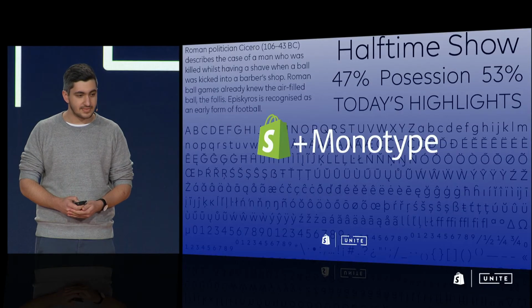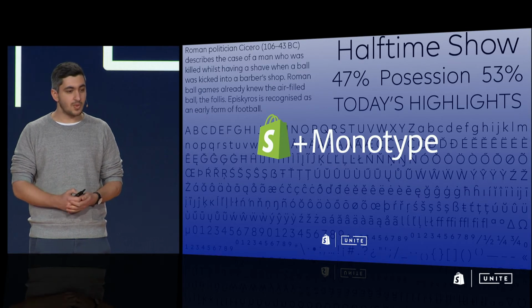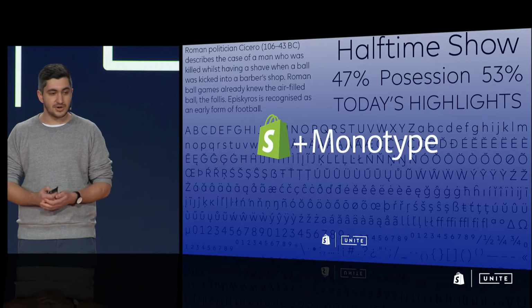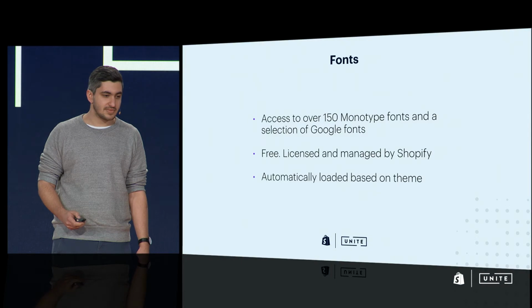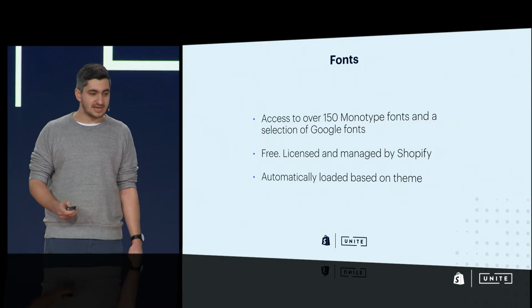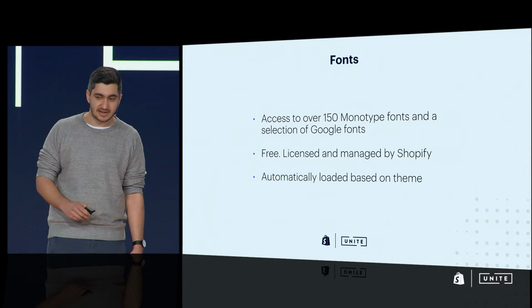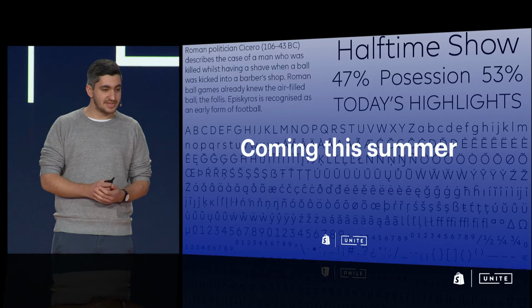further. To that end, we've partnered with Monotype, one of the most well-known foundries, to make some of their fonts, such as Helvetica or Neue Haas Unica, available in every Shopify storefront. We'll be giving merchants access to over 150 fonts from Monotype's library, in addition to a selection of Google fonts. These will be available for free and automatically loaded based on the theme setting. And fonts will be available this summer.